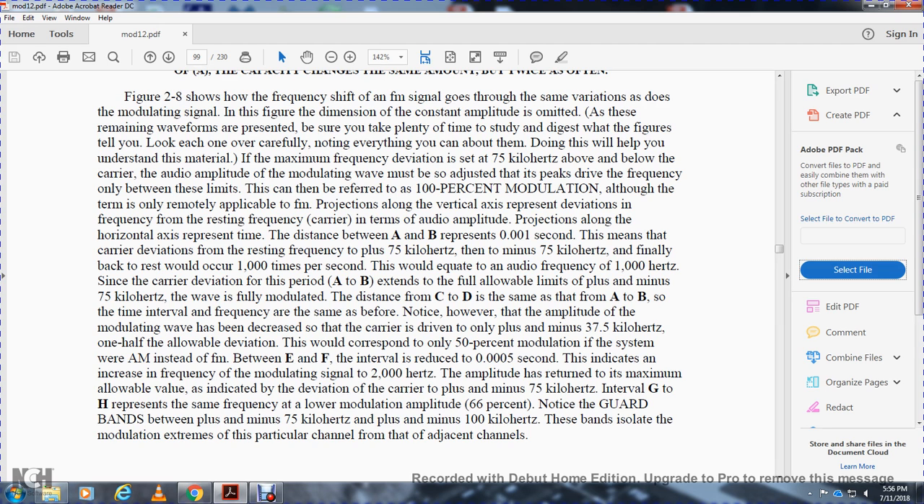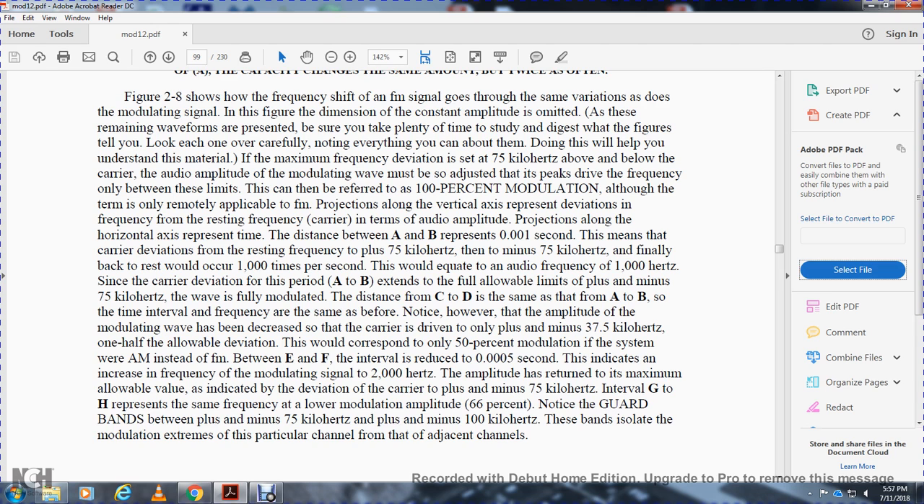This can be referred to as 100% modulation, although the term is only loosely applicable to FM. The projection along the vertical axis represents the deviation of the frequency from the resting carrier frequency, in terms of the audio amplitude. The projection along the horizontal axis represents time. The distance between A and B represents 1,000th of a second. This means that the carrier deviates from the resting frequency by plus 75 kilohertz and then minus 75 kilohertz, finally back to rest, 1,000 times per second. This would equate to an audio frequency of 1,000 hertz.